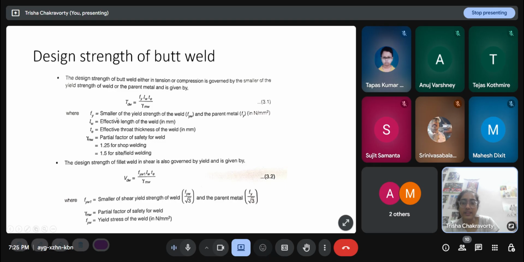Then Lw is the effective length of the weld in millimeters. Te is the effective throat thickness. We'll see what that means. And gamma mw is the partial safety factor for weld. This is an important thing: 1.25 for shop welding and 1.5 for site or field welding.